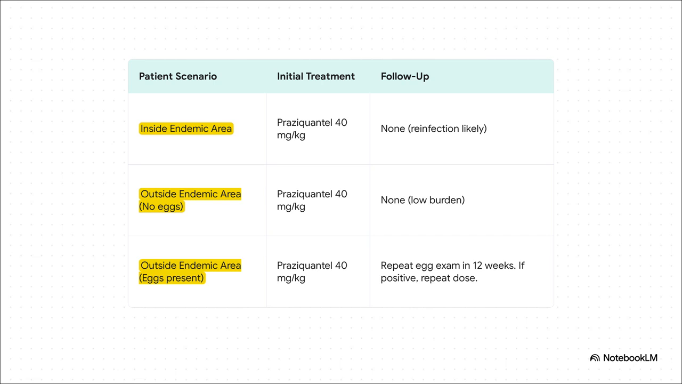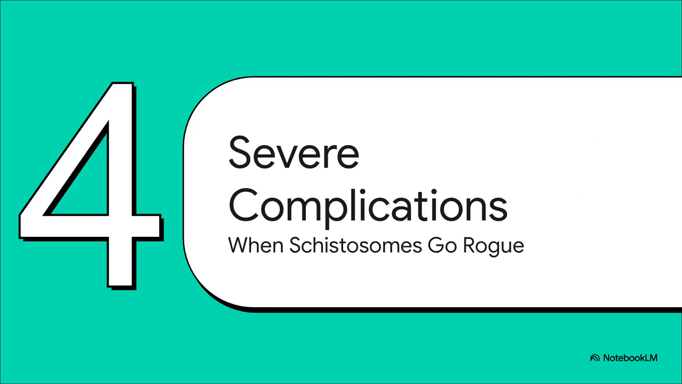But look at that last row. For a traveler where you do find eggs, remember, the goal is a definitive cure. So you treat, you schedule a follow-up exam in 12 weeks, and you're ready to repeat the dose if it's still positive. All right, now we need to talk about the really serious stuff.